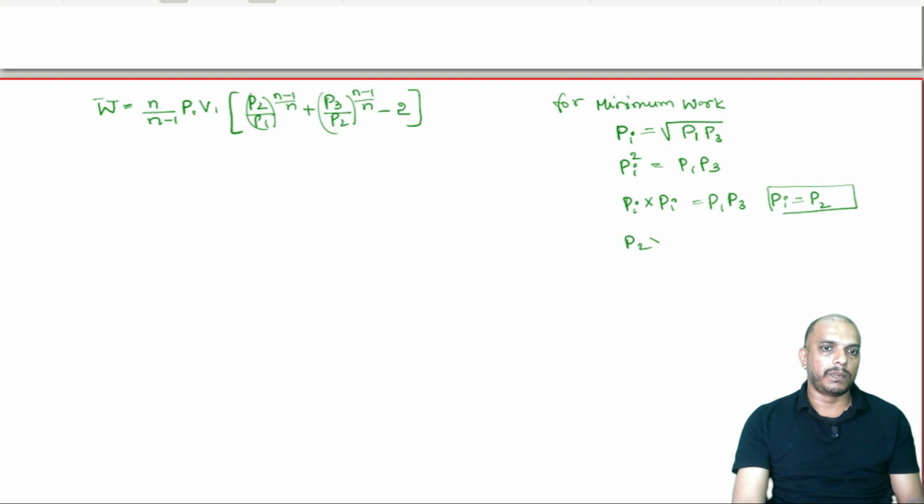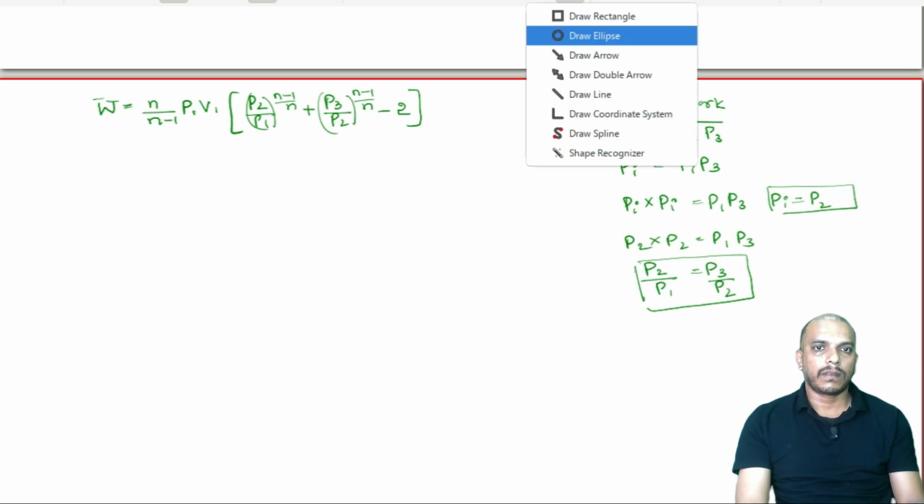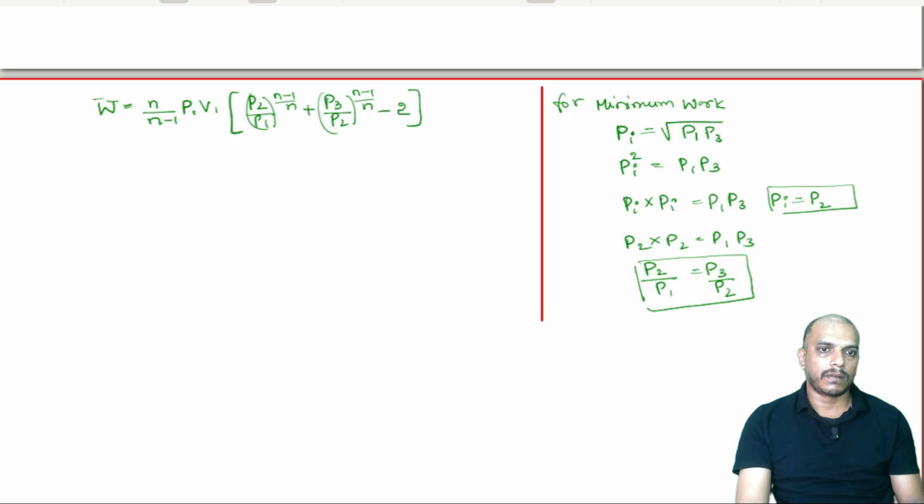Now, I will write P2 into P2 is equal to P1 P3, or we can say P2 by P1 is equal to P3 by P2. This is what we wanted to prove from this expression. So, the pressure ratio of the first stage and the pressure ratio of the second stage are the same, that is what we mean. Okay. So, therefore, I will come back to the expression now.